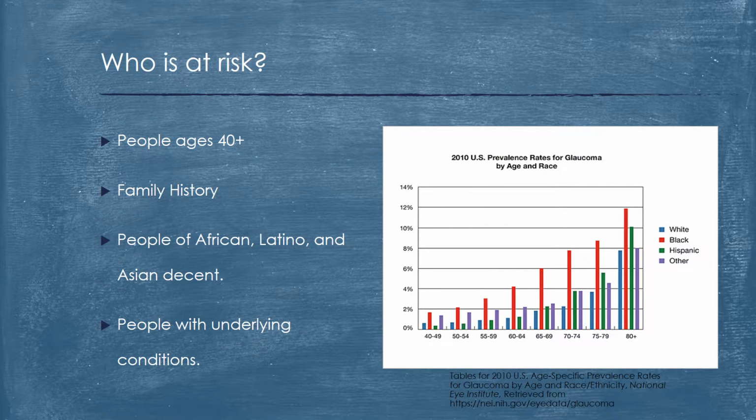Now the question is, who is at risk of developing glaucoma? Everyone is at risk for developing this disease, but there are risk factors that increase the chances of developing glaucoma. Those at high risk include people over the age of 40, people with a family history of glaucoma, and people of African, Hispanic, and Asian descent. Asians are especially at high risk for developing angle closure glaucoma. Also, people with underlying conditions like diabetes and hypertension, or just bad vision, as in farsighted or nearsighted, can also be at high risk of developing glaucoma.